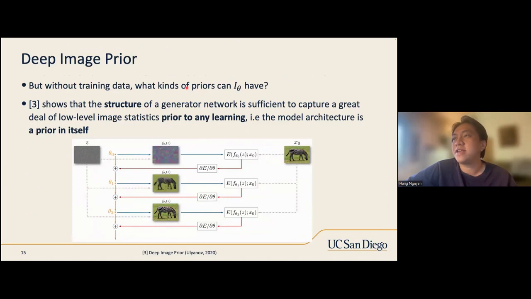However, as we have established before, we don't have any ground truth for xi, which typically acts as a prior for the deep learning model. So the question is, what kind of priors can the inverse operation I theta have? A work in the CVPR conference has shown that the structure of the generator network is enough to capture a lot of low-level image details before any learning. Or in other words, the model architecture is a prior in itself.